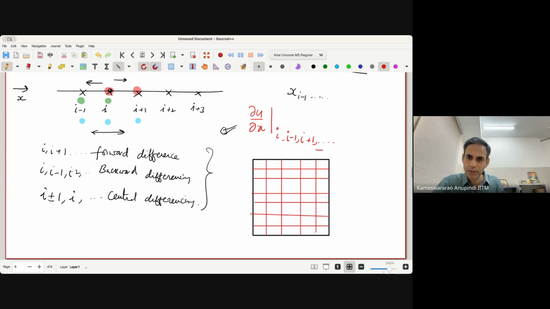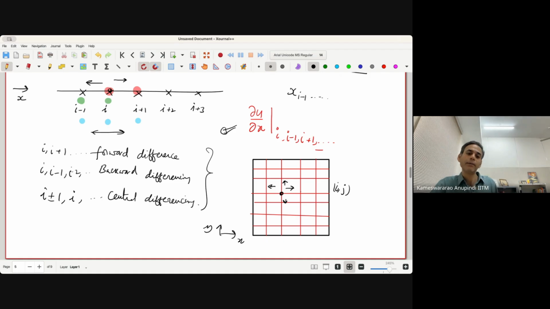Essentially what we have is both x and y. Let us say this is the x direction, this is the y direction. Then any point I can think of as i comma j. If I go in this direction, it's going to be i plus 1, i plus 2, and so on. If I go in this direction, it's going to be i minus 1, and so on. If I go in this direction, it's going to be j plus 1, and j minus 1 if I go like this.